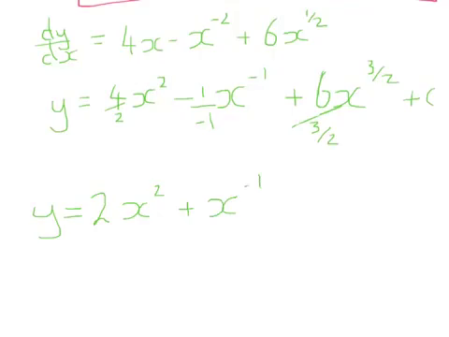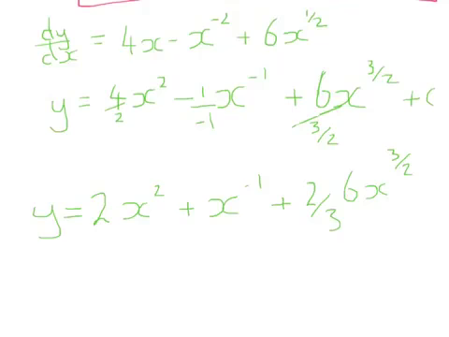Now, what happens when we divide by a fraction? We've got 6 and we're dividing by a fraction. If you divide by a fraction, you flip it and multiply. So effectively it will become 2 over 3. Let's write this: plus 2 over 3 times 6x to the 3 over 2. Now, what does this become? This becomes 2 times 6, which is 12, divided by 3, which is 4.